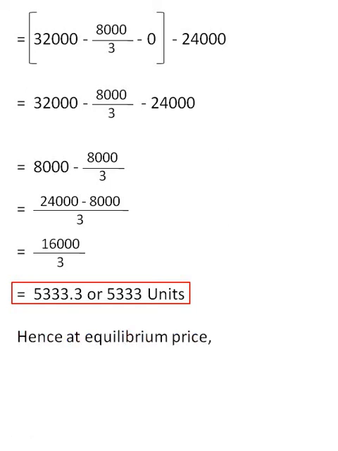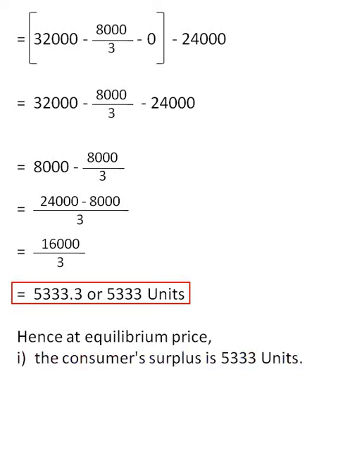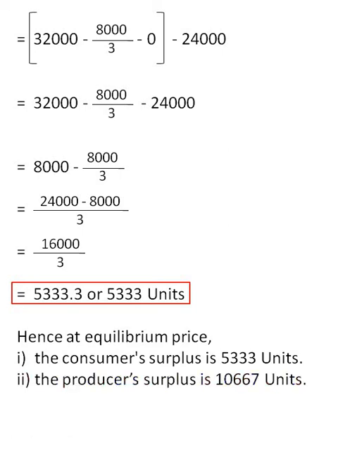So the answer you can write like this. Hence at equilibrium price, the consumer's surplus is 5,333 units and the producer's surplus is 10,667 units.